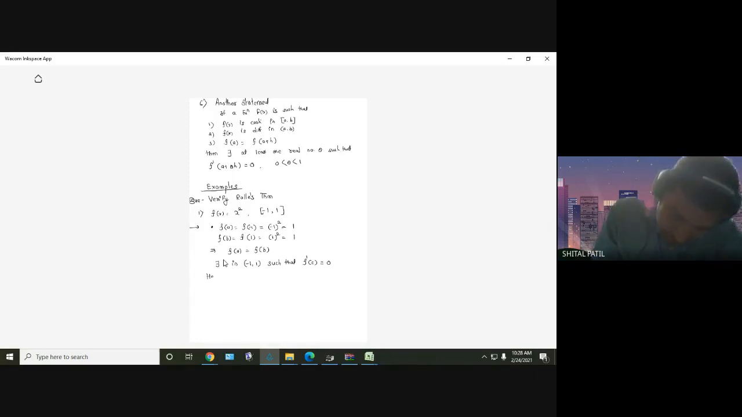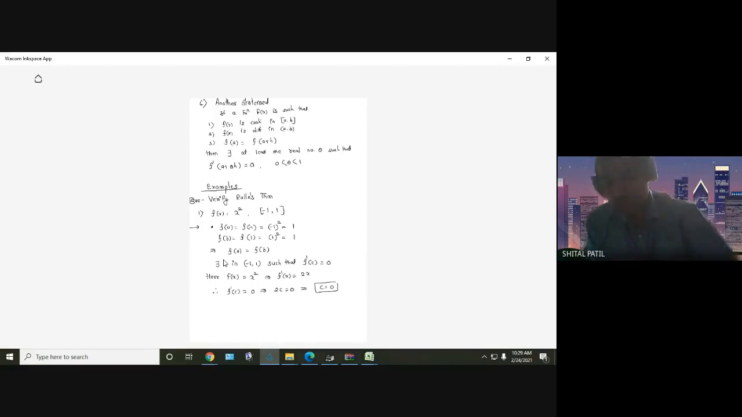Okay, इसके नीचे लिखो, here f of x equal to x square. So what is f dash of x? 2x, no? Therefore, what will be f dash of c equal to 0? F dash is 2x, right? So replace x by c. So 2c equal to 0. So c equal to 0. और c equal to 0, -1 और 1 के बीच में ही है। Yes. That's it.